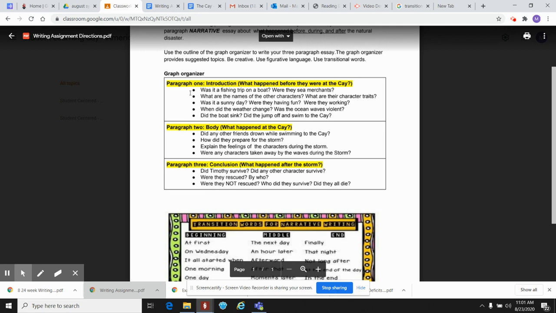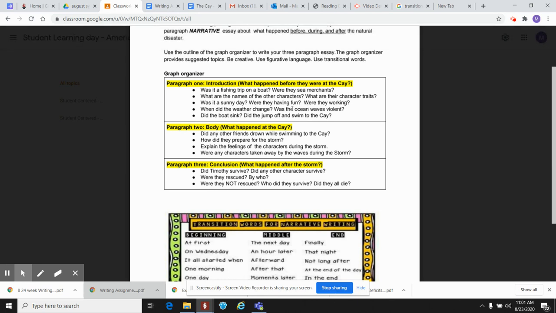Was it a sunny day? Were they having fun? Were they working? When did the weather change? Were the ocean waves violent? Did the boat sink? Did they jump off and swim to the quay? Now, those are topics you can use to really create the beginning of the story, okay?